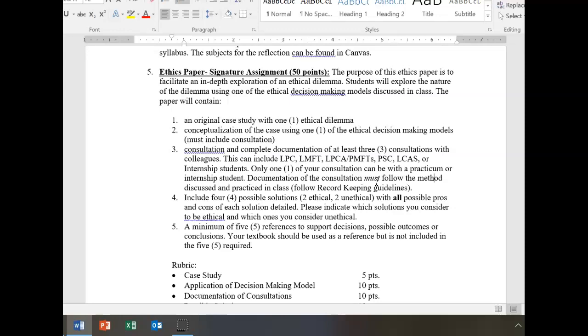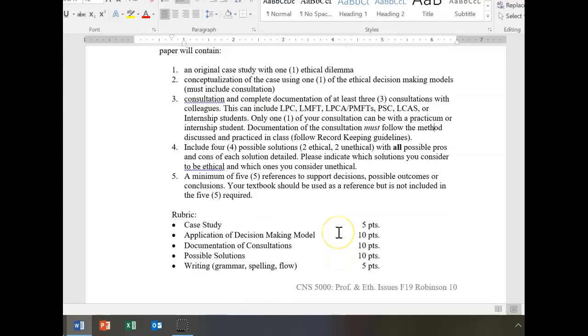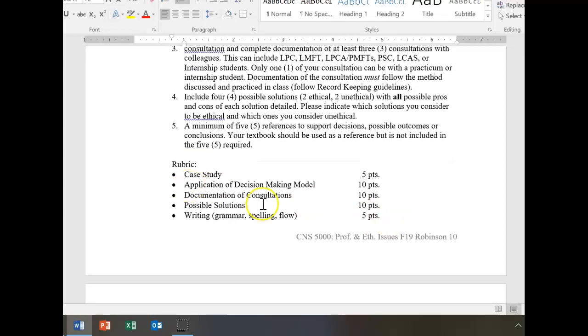You need to include 4 possible solutions. 2 of those need to be ethical, 2 need to be unethical, and all possible pros and cons of each solution. You need a minimum of 5 references. Your textbook should be used as a reference, but is not included in the 5. That means you need 6 references. Does that make sense? Here's your rubric for it.